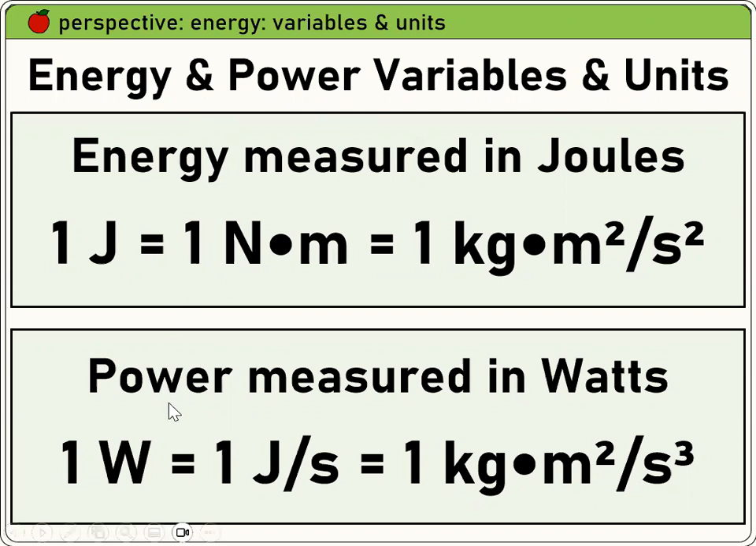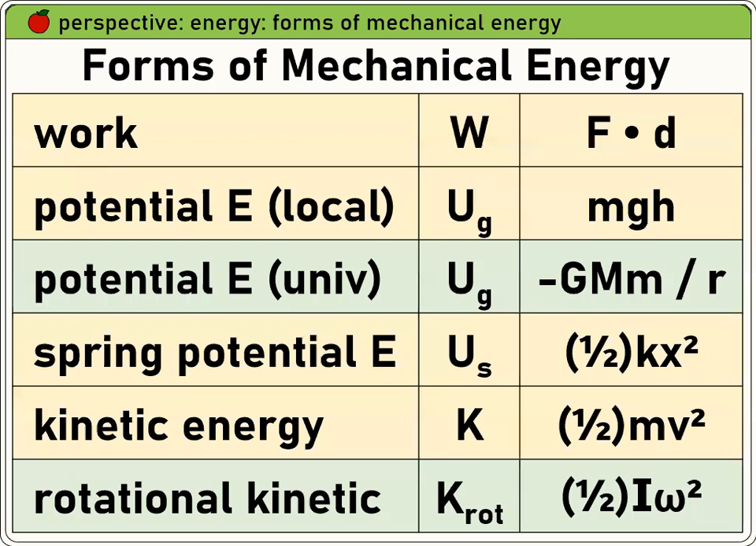Okay? Power measured in watts, which is a rate of work, rate of energy transfer. I'll call that joules per second, right? Which further breaks down into those base SI units. Like a light bulb might have 40 watts. 40 joules per second.